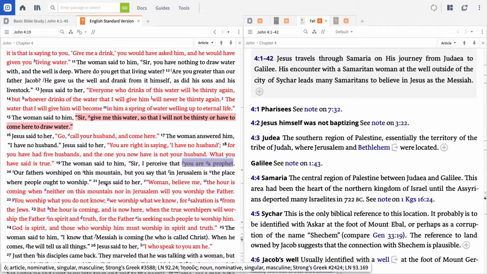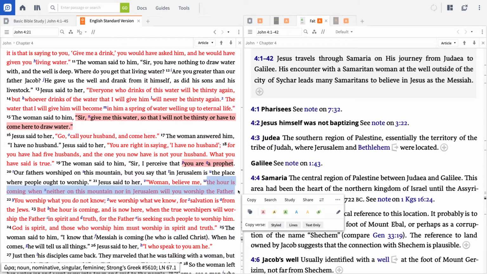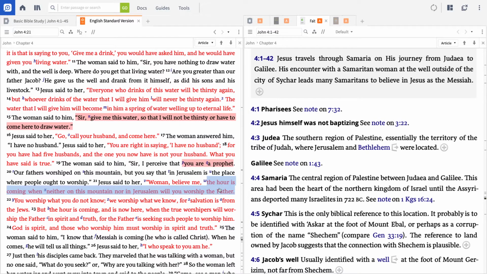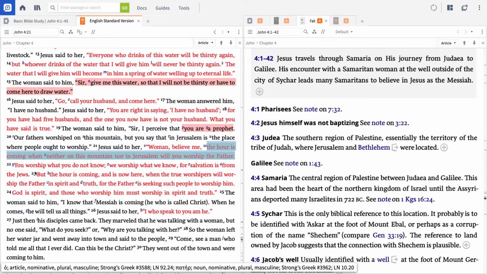Jesus said to her, "Woman, believe me, the hour is coming when neither on this mountain nor in Jerusalem will you worship the Father." I think this is also significant, and I think that really ties things together. But we'll talk about that again once we're done reading. Let's get through the passage. We're not even halfway through.